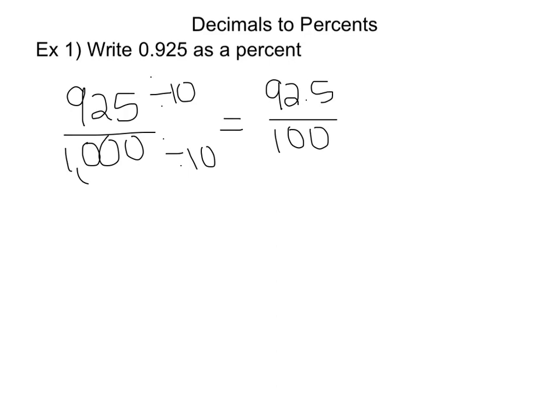92.5 one-hundredths. Now that I have my ratio out of 100, I know that 92.5 one-hundredths is equal to 92.5%.